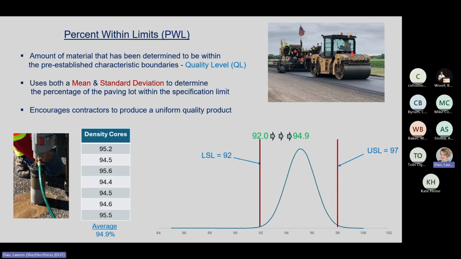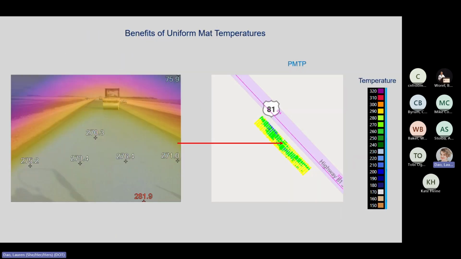You can see how the contractor likes to get the averages about the middle of the upper and lower limits, which actually helps. You can see those scores here, and there's not much variability, maybe 1% or a little bit. And here's a thermal camera image from the back of a paver on a PWL project, showing how uniform the temperatures are. That's a really good thing to see.